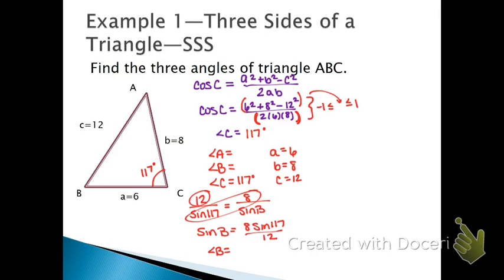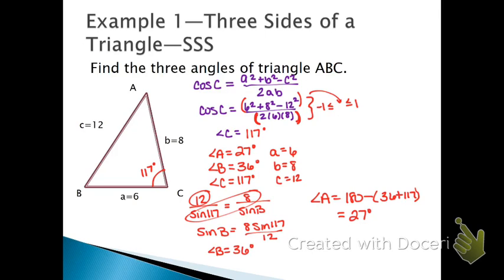All right, so angle B is equal to what? 36 degrees. And then we can add those together just like we did before to get angle A, right? So angle A is the 180 minus 36 plus 117. And you said it's what? 27. 27 degrees.